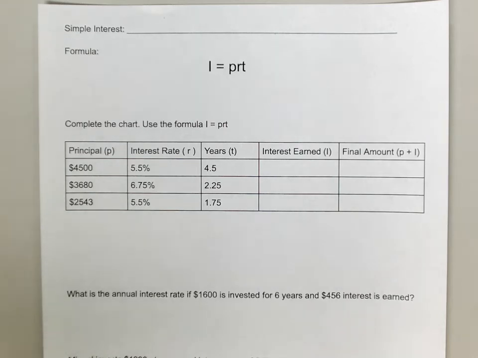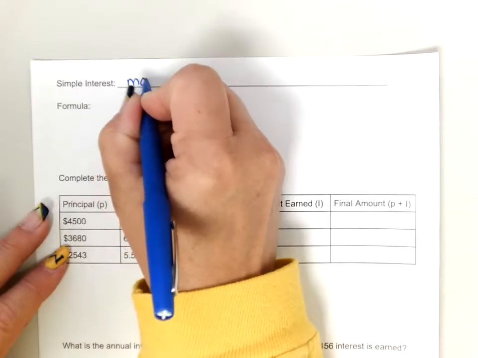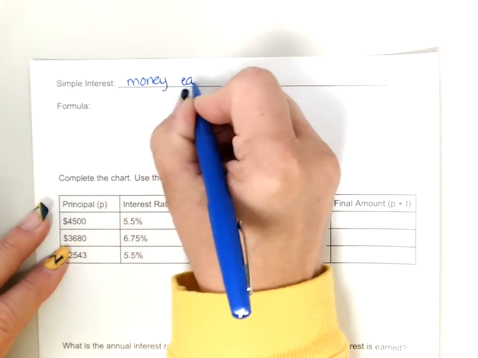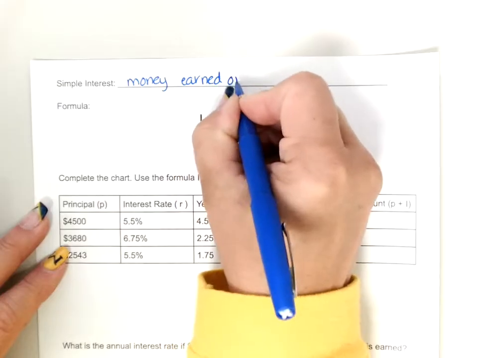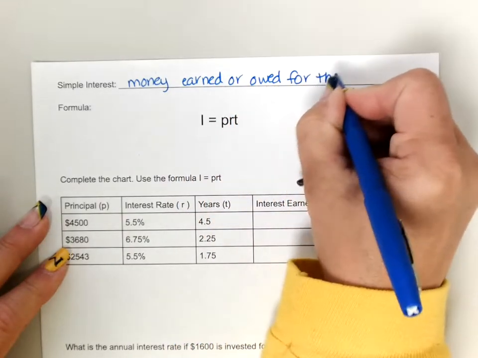Okay, we're going to add on to our sports stats notes. We're going to do some simple interest. So simple interest is the money earned or owed for the use of money.